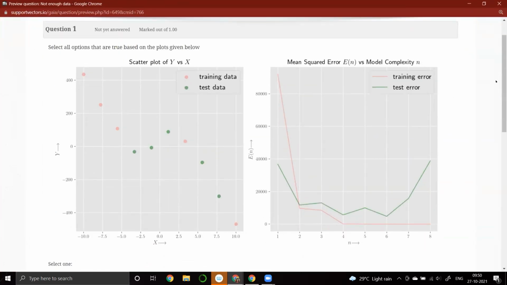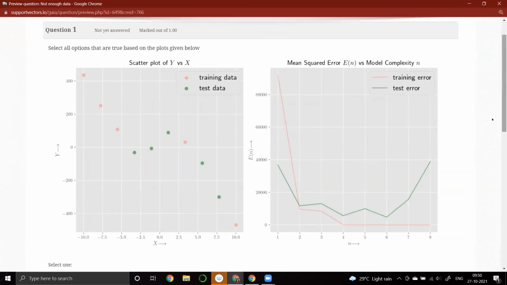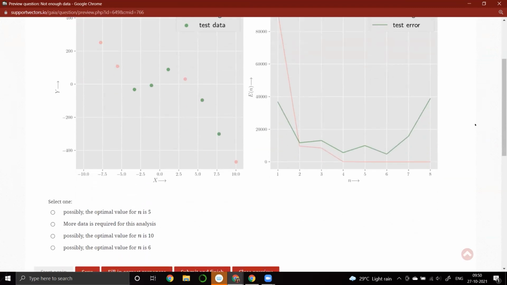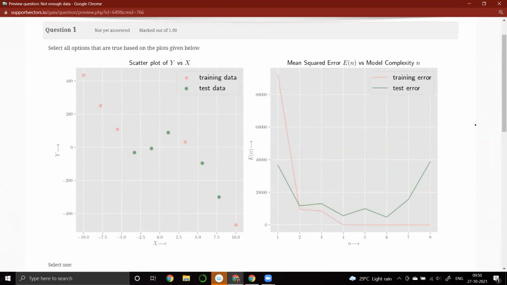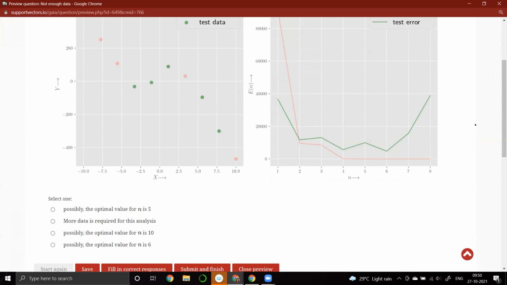Okay, so the third question. Select all options that are true based on the plot given below. Possibly the optimal value for n is 6. Here n is the model complexity, so the number of bends. 6 we don't see, right, those many. Possibly the optimal value for n is 5. We don't see those many bends either.